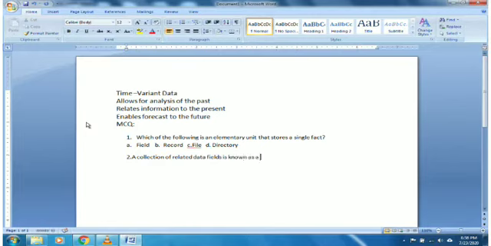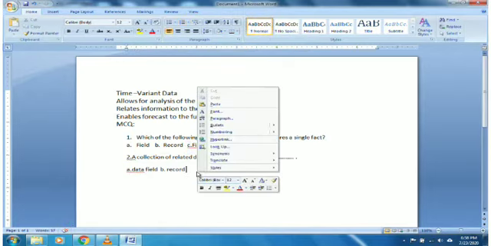Now you have to find out what these dashes are. A, data field. B, record. C, file, and D, directory. So you have to find out which one is correct.